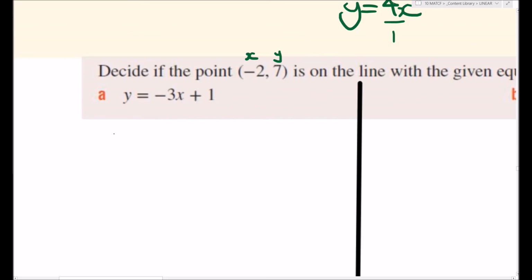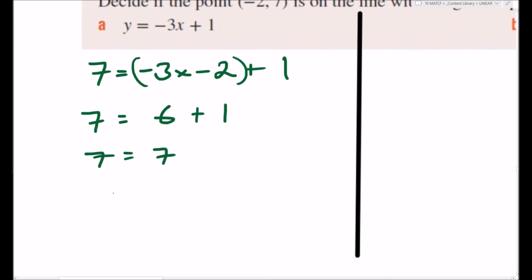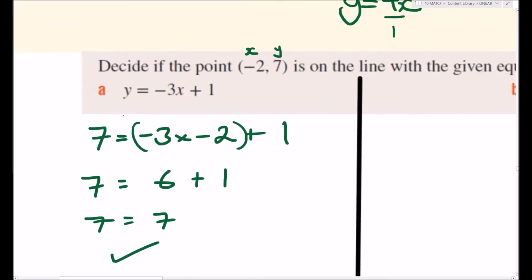If it does make sense, then this point is on the line. Okay, so now we substitute y with 7 equals -3 times, and x is -2, plus 1. Okay, so let's solve that. 7 equals -3 times -2. Remember BODMAS, do the brackets first. -3 times -2 gives you +6, plus 1. Solving that, 6 plus 1 equals 7. 7 equals 7, which is true. So that means yes, the point -2, 7 is within this line. So it makes sense. That's correct.